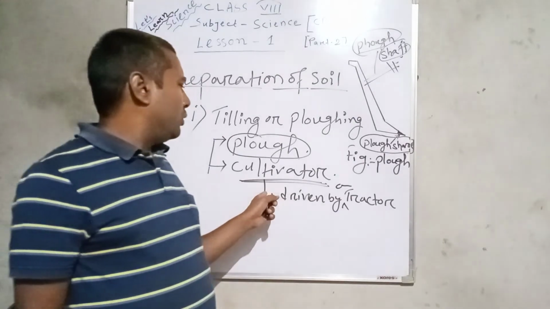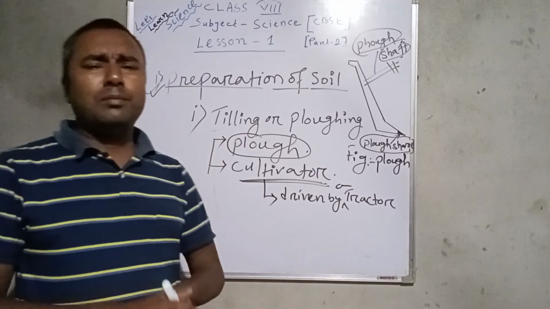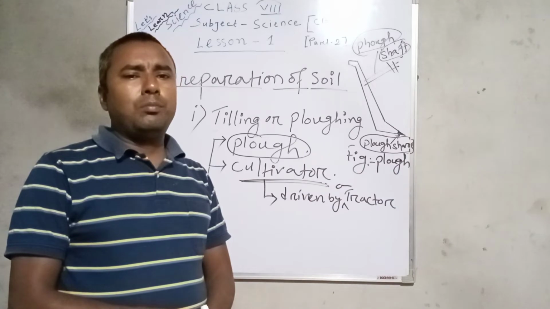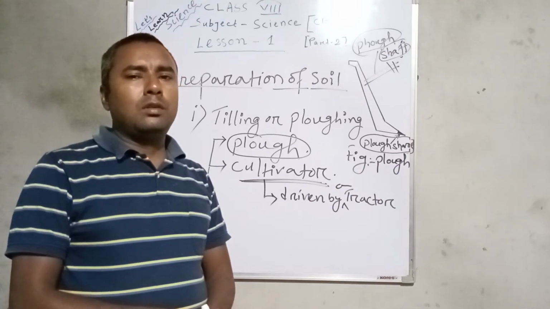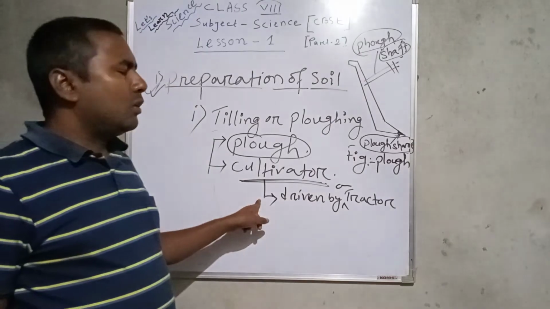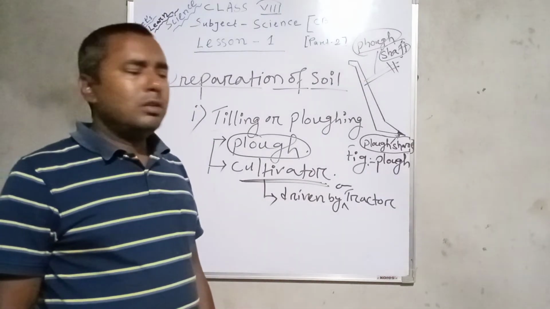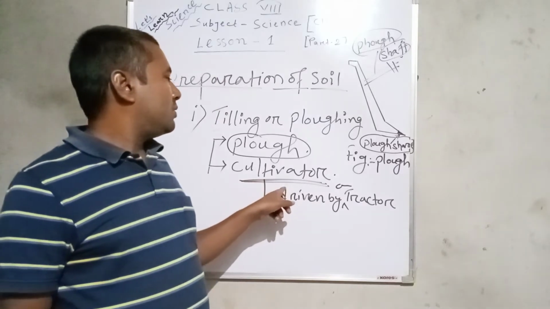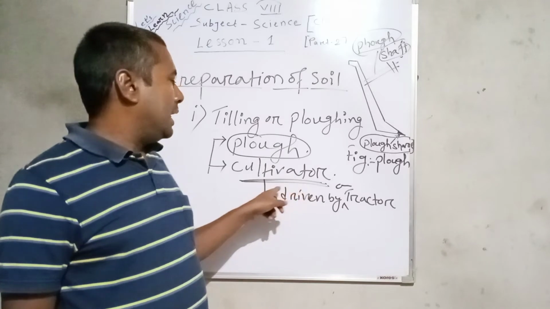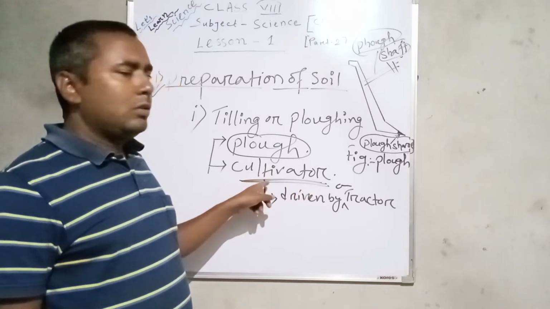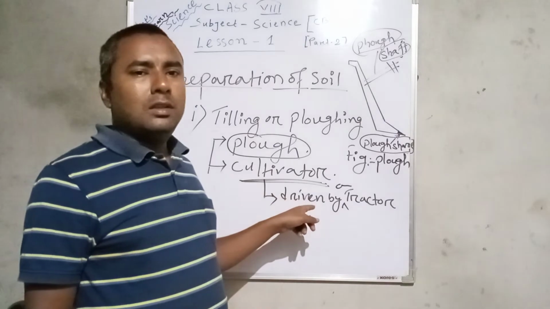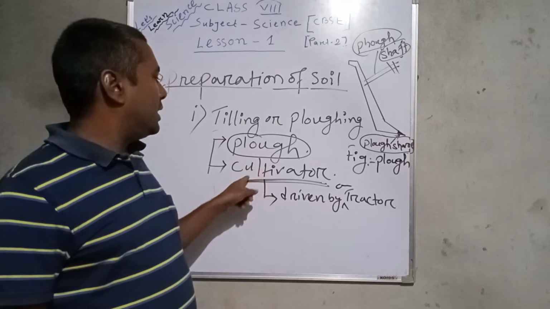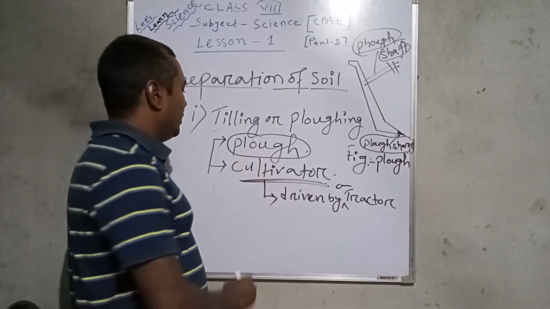In this device, within a short period of time, a large area of field can be prepared. As well as it also reduces the labor. So it is one of the scientific devices, as it saves time and reduces the labor. That's why plow has been replaced by the cultivator. By what? Cultivator.